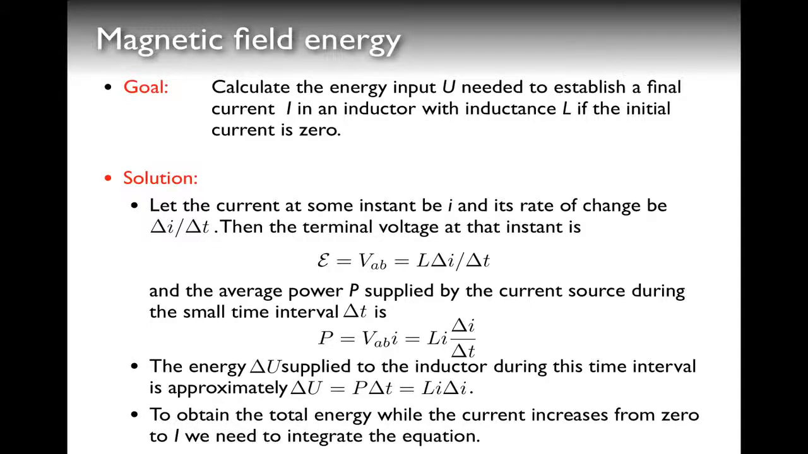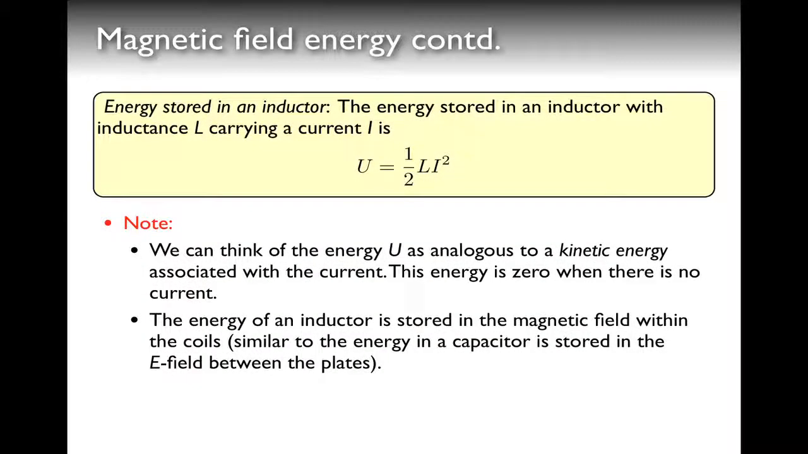Now if you want to know what the total energy is that is needed to increase the current from 0 to a value capital I, we need to sum over all these contributions. To actually do this, we have to perform an integral, the integral of i di, which gives us as a result that the energy stored in an inductor is 1/2 L I squared.